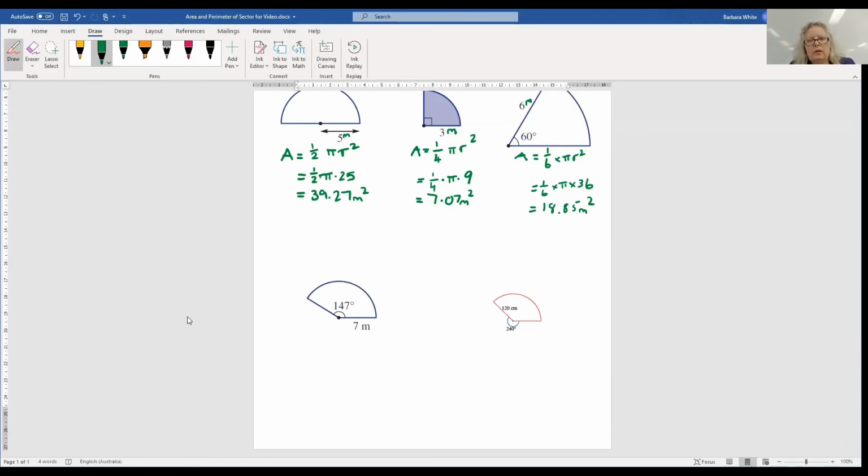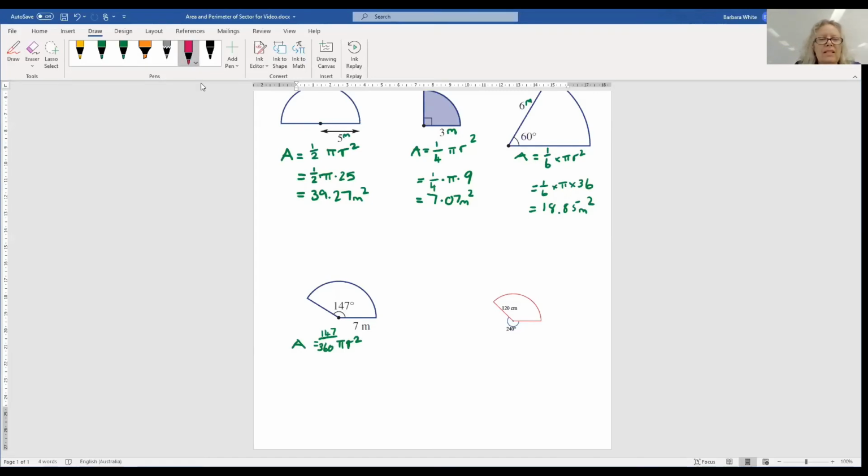With this one, it's not a nice neat fraction of a circle. It's 147 degrees. So again, the area equals some portion of pi r squared. And in fact, this is 147 degrees. And as a fraction, the easiest way I can do this is 147 degrees out of 360, which is a full circle. And in fact, I could have done the same thing up here, and I'm going to.